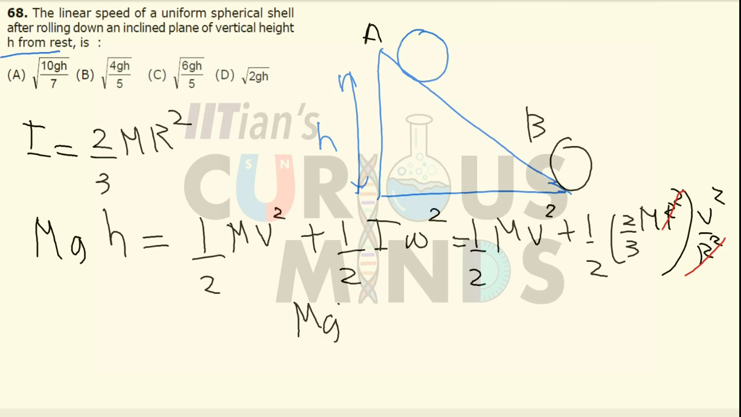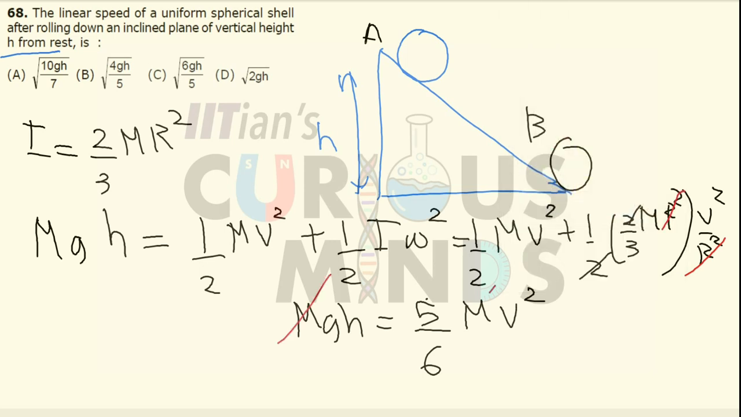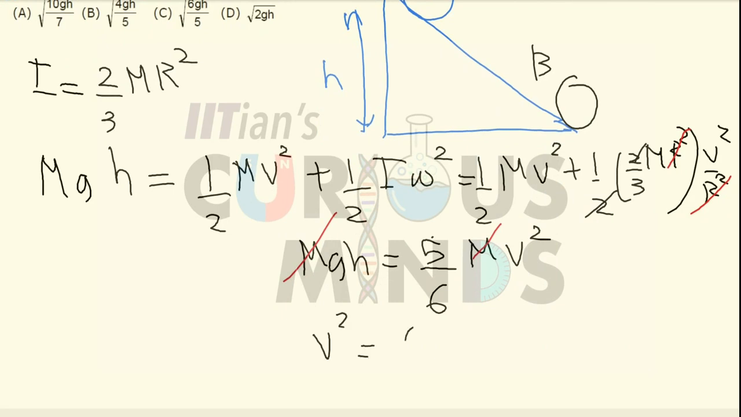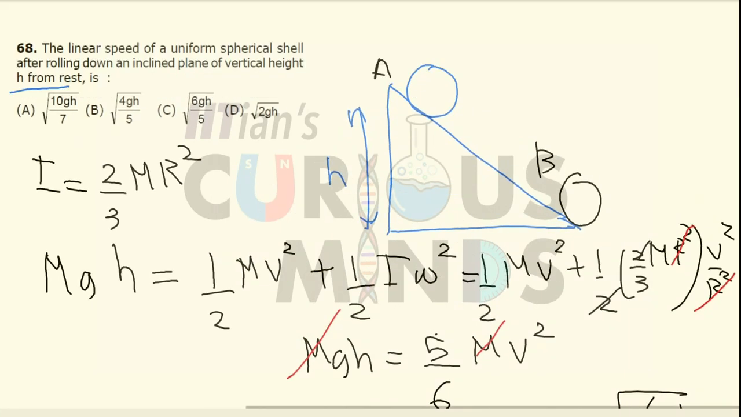mgh will be equal to half mv square plus, 2 and 2 will also get cancelled out, 1 by 3 mv square. So it is equal to half mv square plus 1 by 3 mv square, which is equal to 5 by 6 mv square. Over here m and m will also get cancelled out. V square will be equal to 6gh divided by 5, or v will be equal to root 6 by 5 gh, which is option number C.